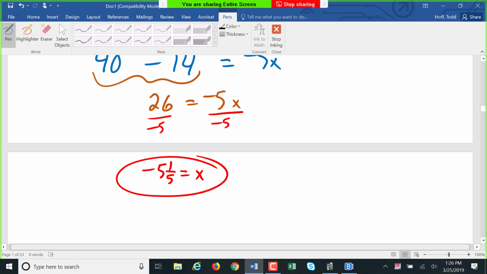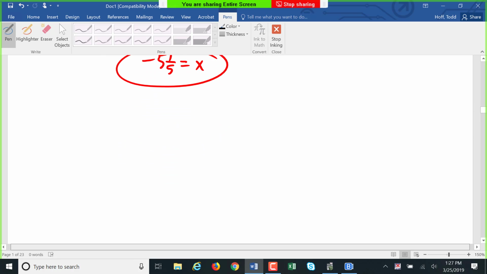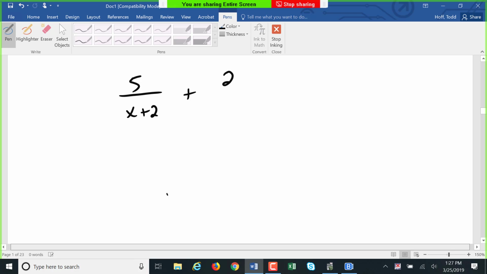Well, let's go up one more notch. I'm going to do one here, and then I'll have you guys try one. So I'll do 5 over x plus 2 plus 2 over x squared minus 6x minus 16 equals 4 over x minus 8.